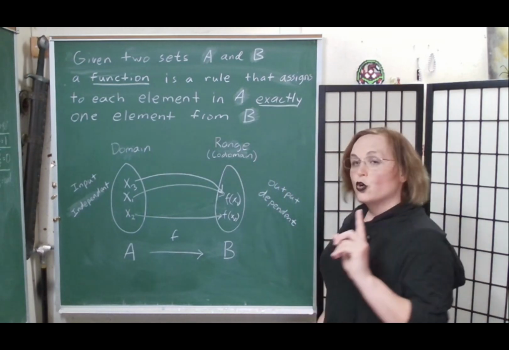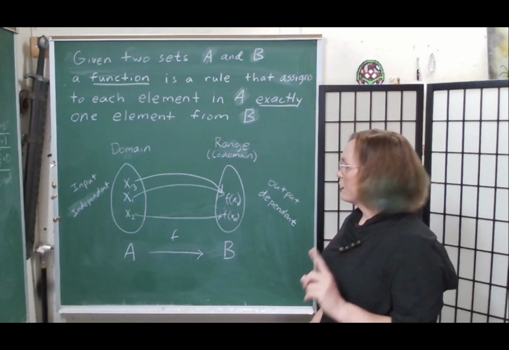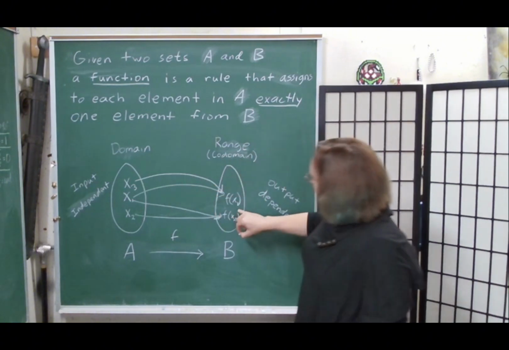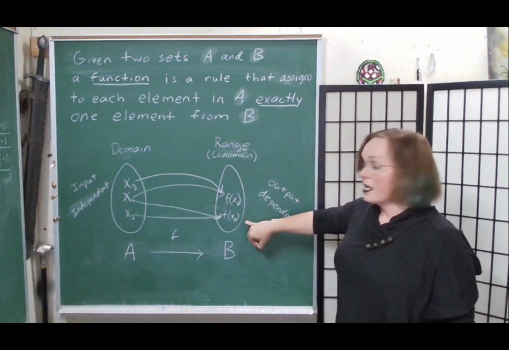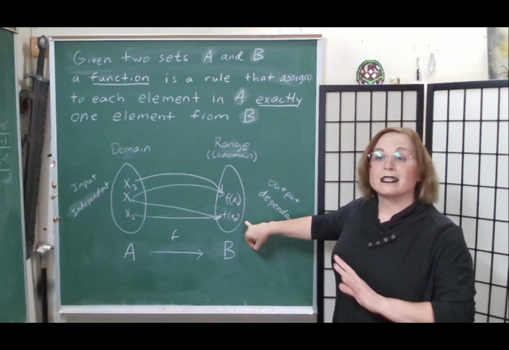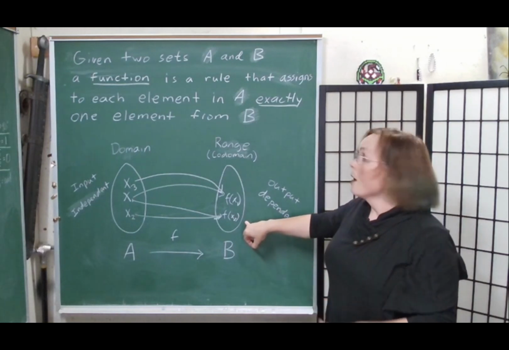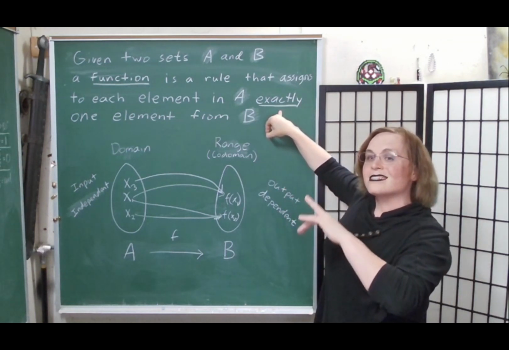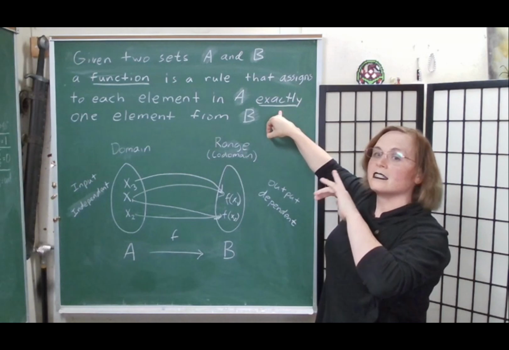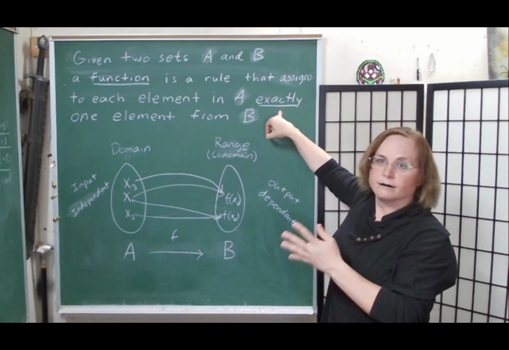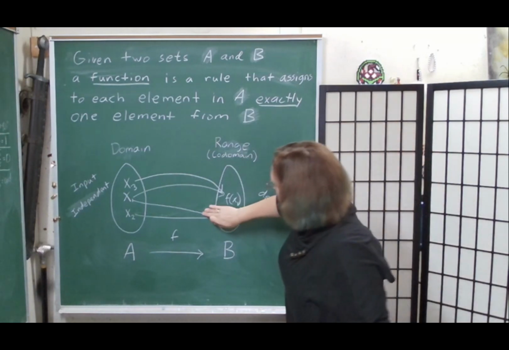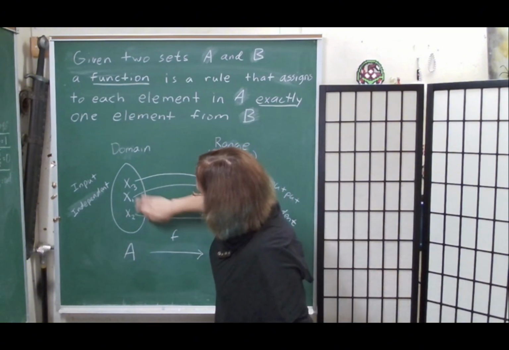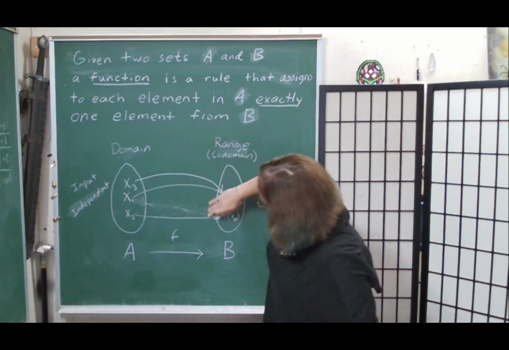However, you could not have a situation where x1 pointed to both f of x1 and f of x2. That would make this no longer a function, because something in A is assigned to more than exactly one element in B. So that would break our rule. Okay? So let's go and erase that for now. Okay. We'll talk a little bit more about this in a second.